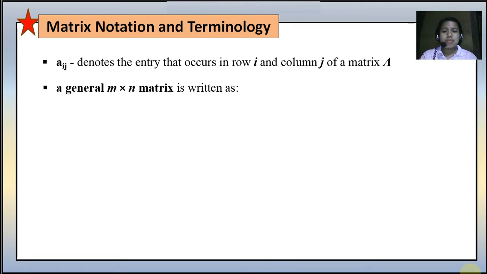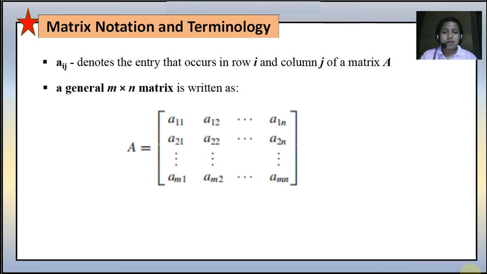So a general m by n matrix is written as follows. We have a matrix A, then its entries are the following. A sub 1 1, wherein one represents that it is on the first row and the other one represents the column. So this A sub 1 1 means an entry in row 1 and at the same time column 1. So if we say A sub 2 2, it is on row 2 and at the same time column 2.